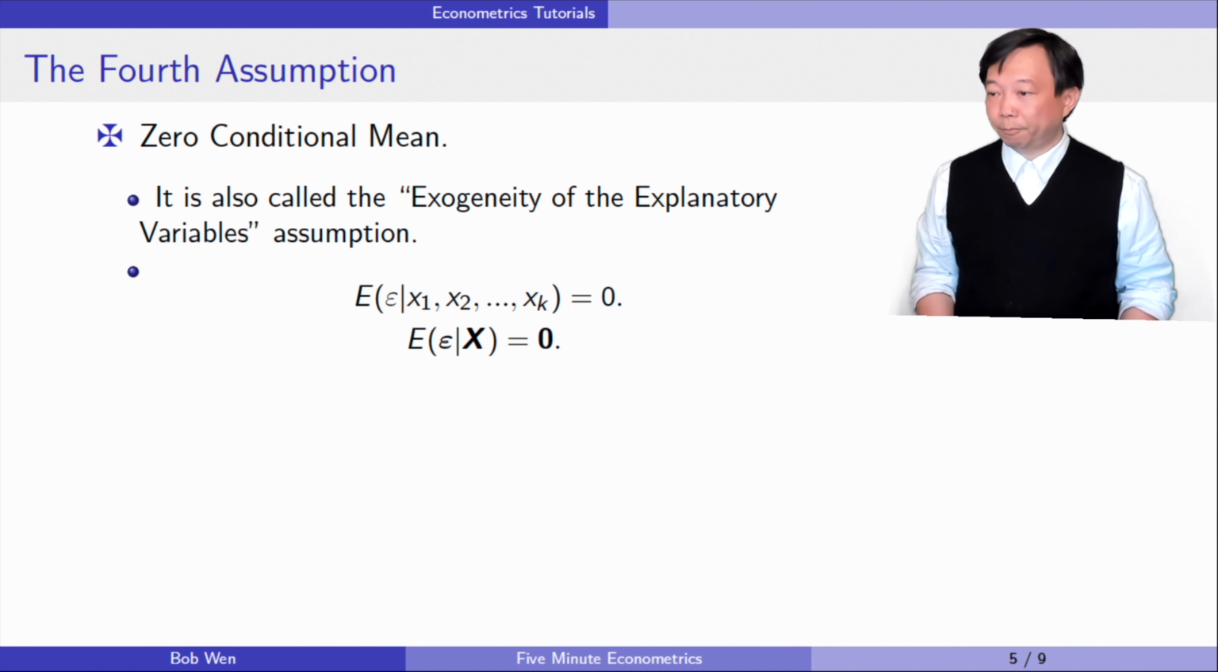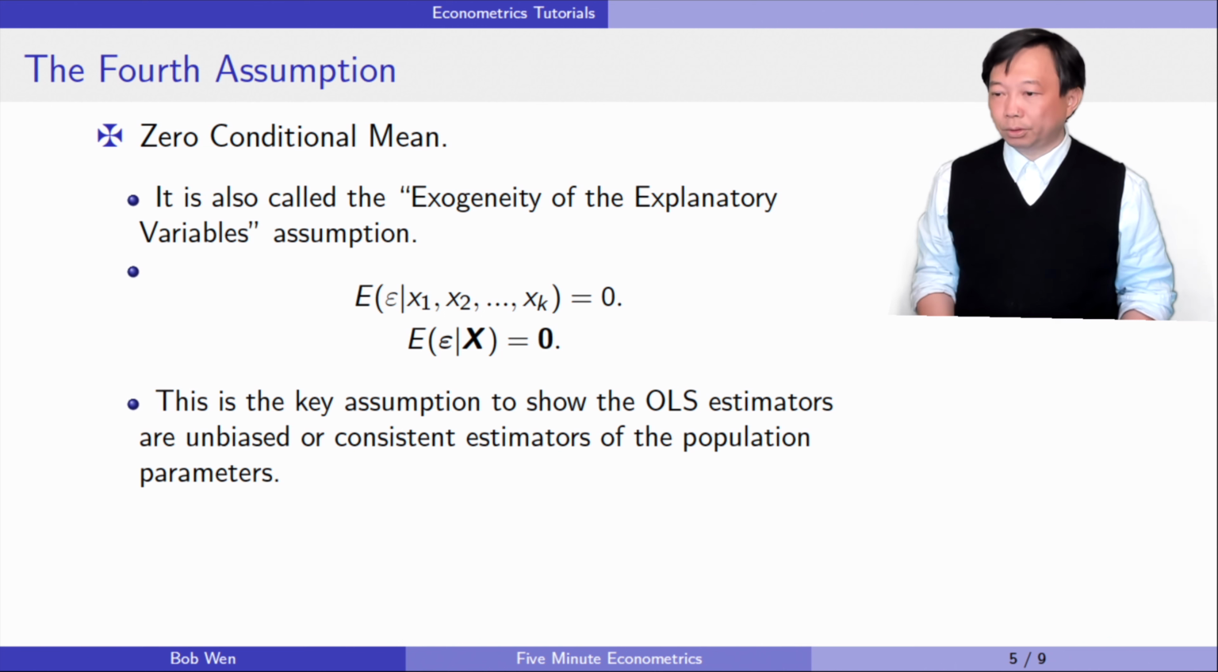All the unobserved factors are in the error term. This assumption implies that the unobserved factors or the omitted variables are not correlated with the explanatory variables in the model. When it holds, the explanatory variables are the exogenous explanatory variables. This is the key assumption to show the OLS estimators are unbiased or consistent estimators of the population parameters.